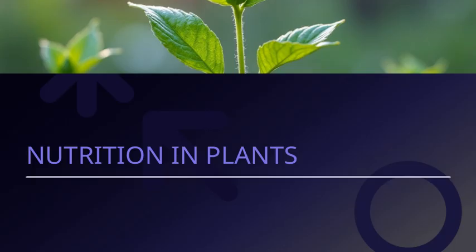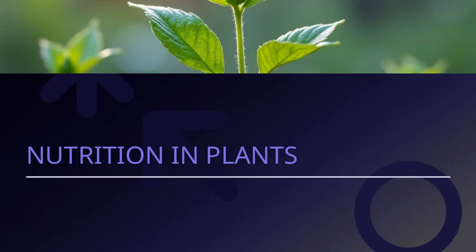This is the first slide, and it sets the stage for our discussion. We'll explore how plants obtain and use nutrients to grow and thrive. Over the next few slides, we'll cover key processes, important nutrients, and how plants interact with their environment.